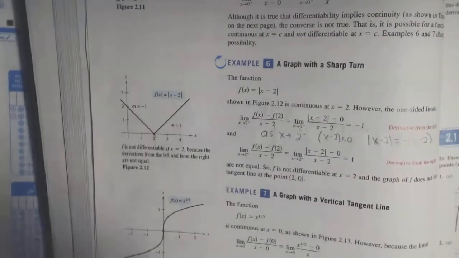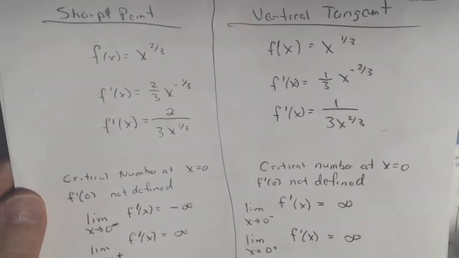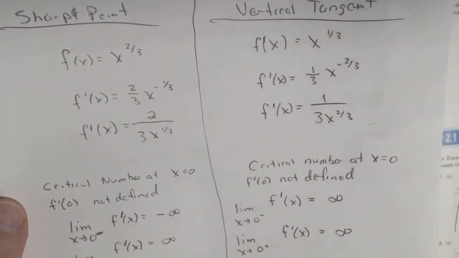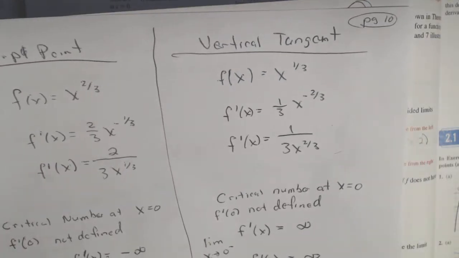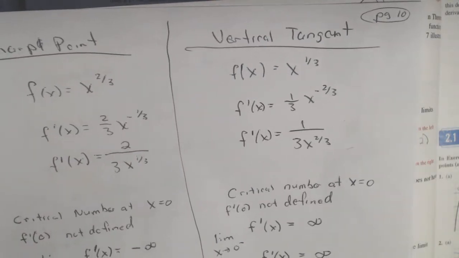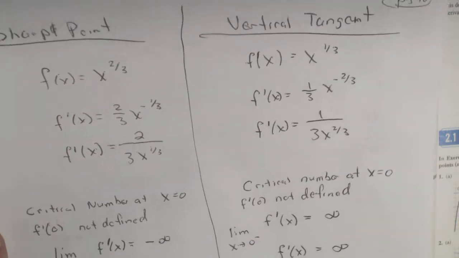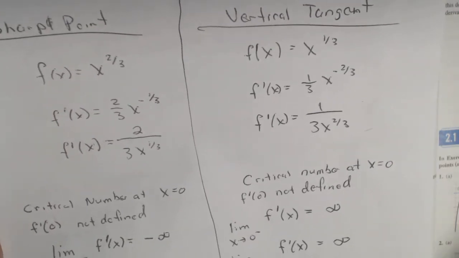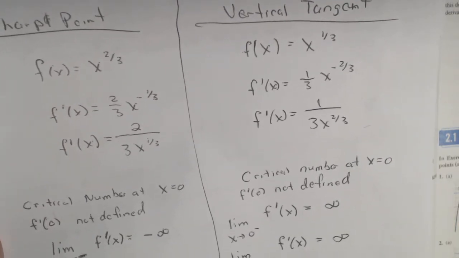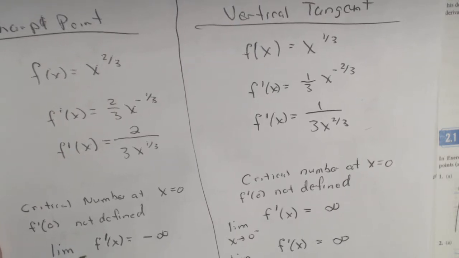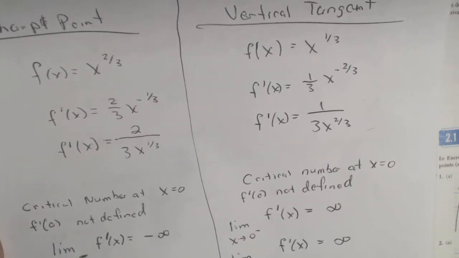I wanted to make a comment about how you can tell from a formula whether you're at a sharp point or a vertical tangent, and it depends upon the derivative. So I'm going to show you a sharp point, and this is way after talking definition of derivative stuff. I know how to take derivatives in all the ways I need to know how to take them.